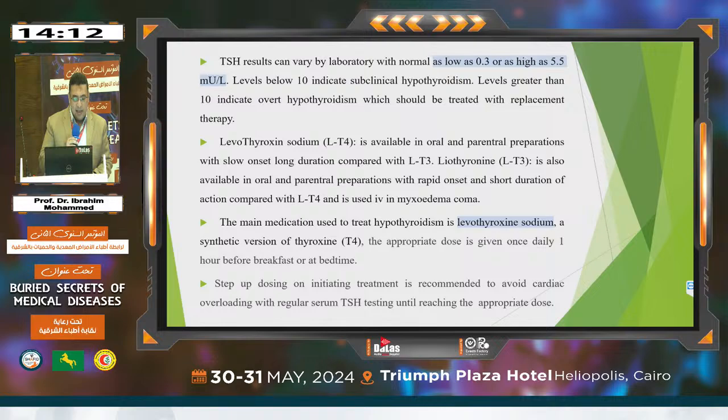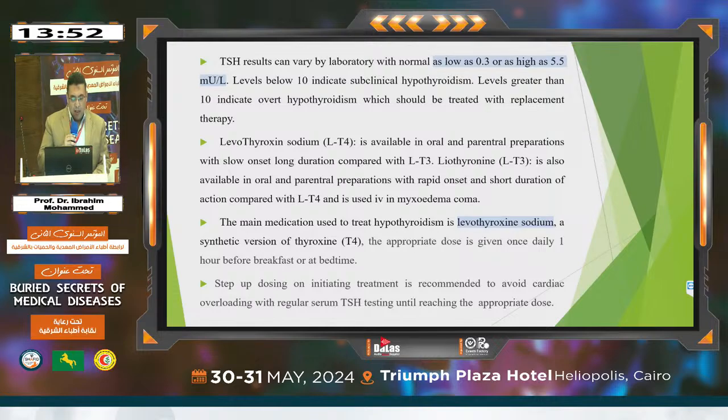TSH results can vary by laboratory, with normal as low as 0.3 and as high as 5.5. Levels below 10 indicate subclinical hypothyroidism. Levels greater than 10 indicate overt hypothyroidism, which should be treated with replacement therapy.